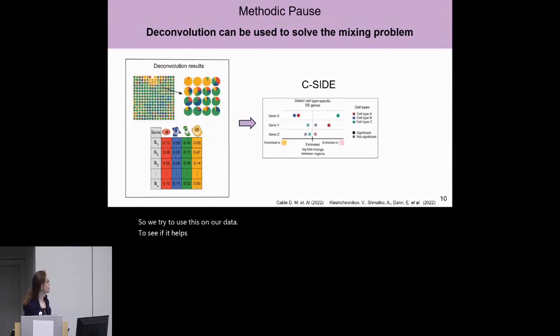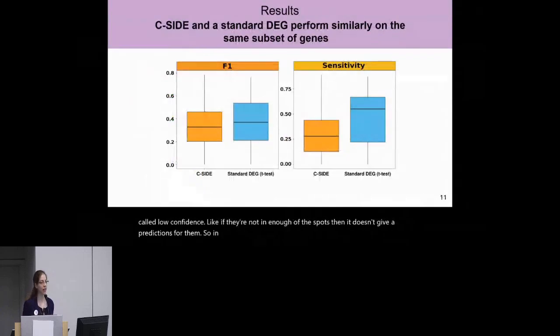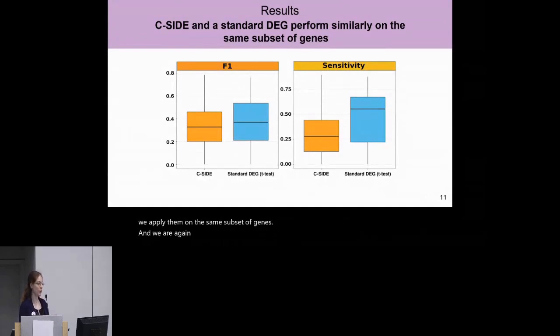It's also important to mention that as part of this algorithm, it filters a lot of the genes. It doesn't evaluate marker genes and genes that have what is called low confidence, like if they're not in enough of the spots, then it doesn't give a prediction for them. So in order to keep the comparison fair, we took one standard DEG algorithm, a very simple one, which is the t-test, and we made sure that we applied it on the same subsets of genes. Again, we were quite surprised to see that when we were using the same subsets, we suddenly don't see much of an improvement for this algorithm.